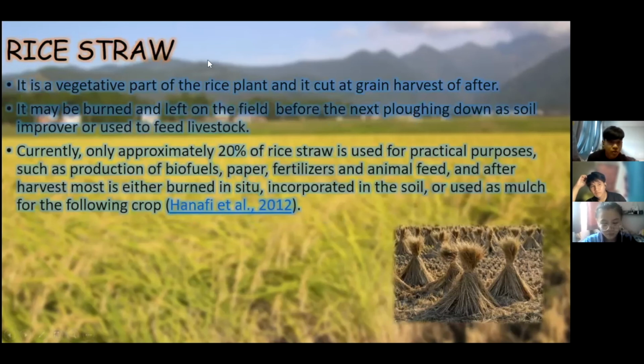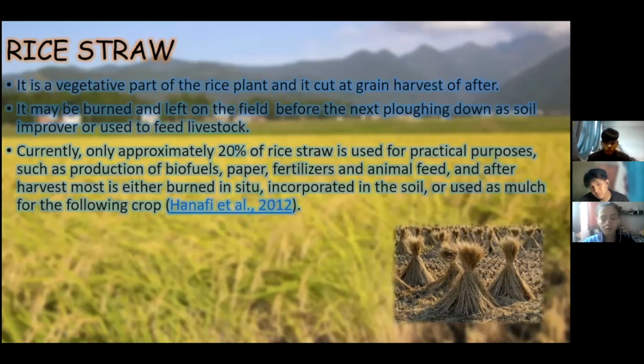And the rice straw is the vegetative part of the rice plant, and it is cut at grain harvest, after they are harvesting. It may be burned and left on the field before the next plowing down as a soil improver, or used to feed livestock. Currently, only approximately 20% of rice straw is used for practical purposes such as production of biofuels, paper, fertilizer, and animal feed. After harvest, most is either burned in situ, incorporated in the soil, or used as mulch for the following crop.